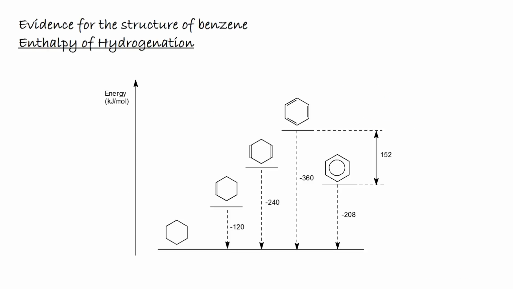The final piece of evidence then comes from the enthalpy of hydrogenation. That is the energy change to add hydrogen across the double bond. Here we've got a graphical schematic of what we're trying to say here, and I'll just try and explain it. At the bottom here, we have cyclohexane. So that is C6H12, and that is more stable than any of the other products that we are looking at.